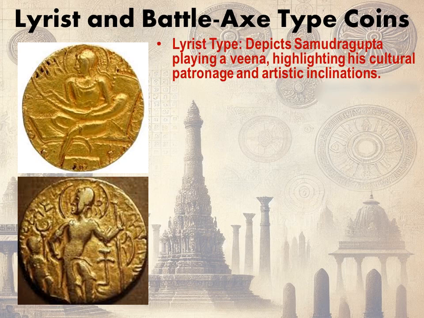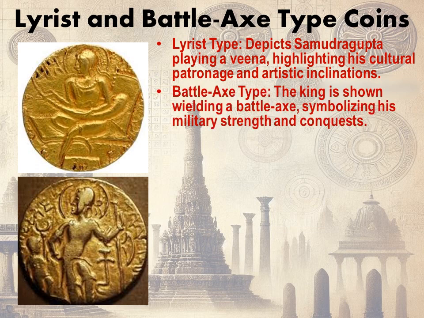Depicts Samudragupta playing a veena, highlighting his cultural patronage and artistic inclinations. So, on the left hand side, you can see the pictures where Samudragupta is seen to play a veena, and thus we understand the cultural patronage and artistic inclinations of the emperor. The battle axe type coin is shown at the bottom left corner. The king is shown wielding a battle axe, symbolizing his military strength and conquest.